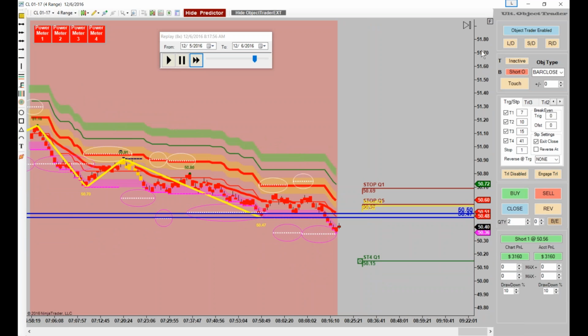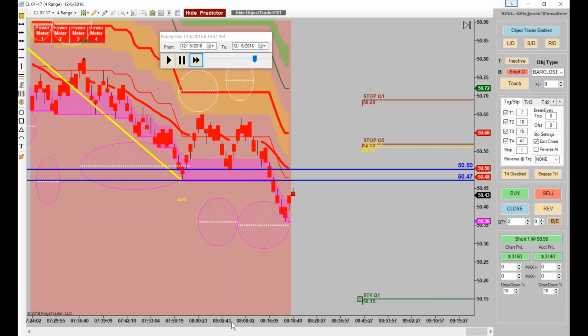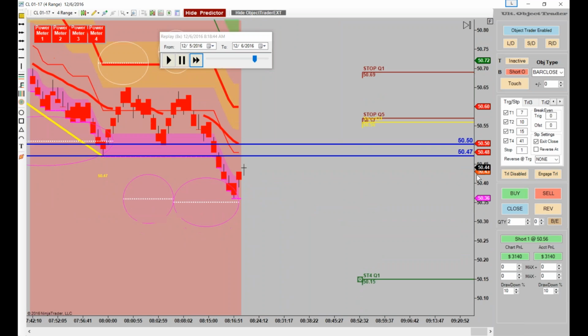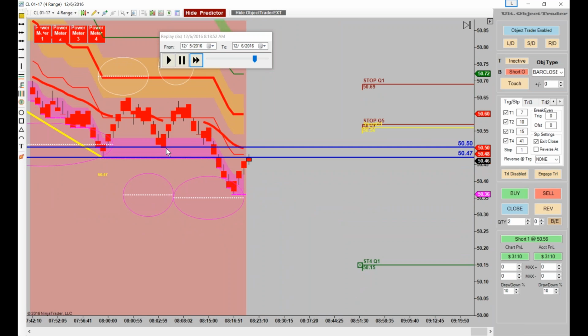Anybody? Well, let's draw on our chart and see if we can figure it out. 47 to 50. There's 50. We just missed it, unfortunately. And that's all right. We just missed it. Let's see if we can get it again.